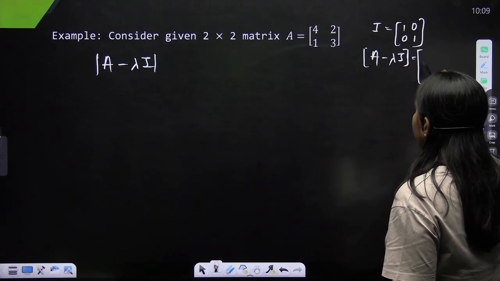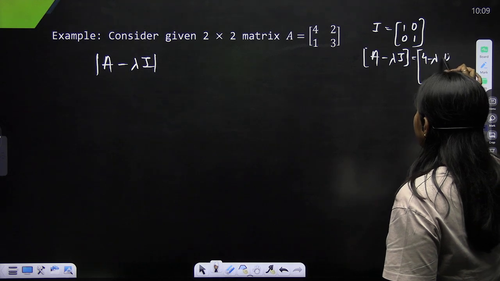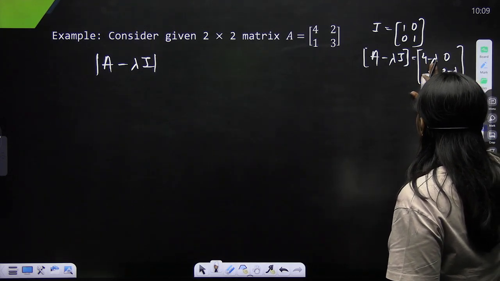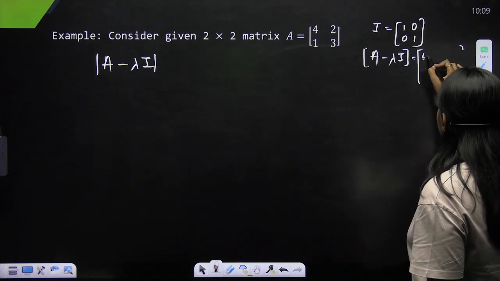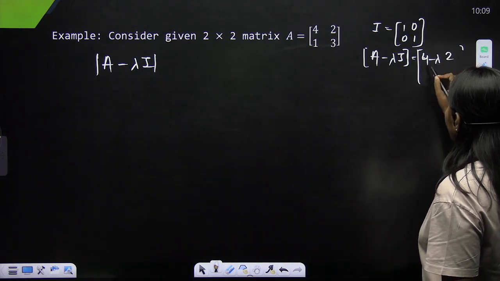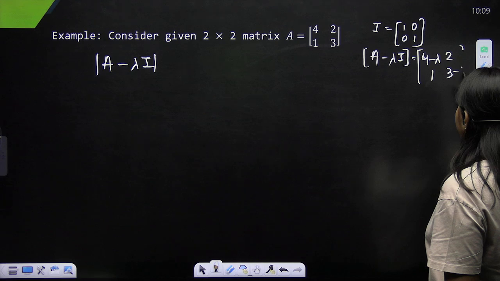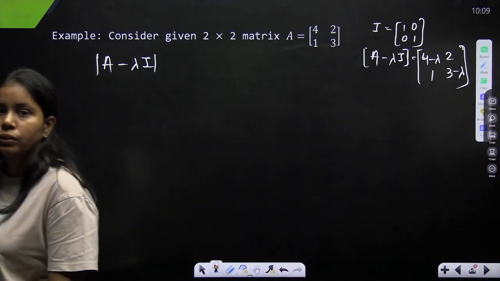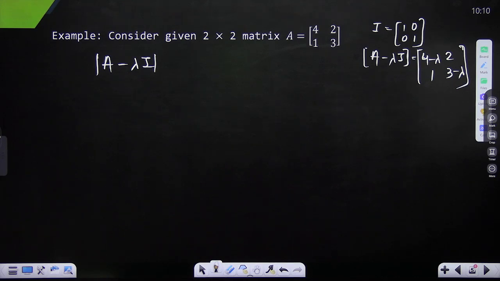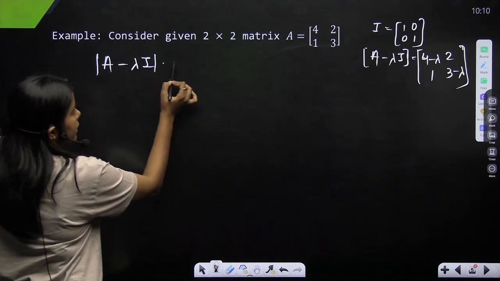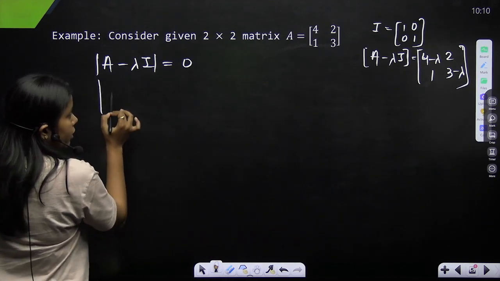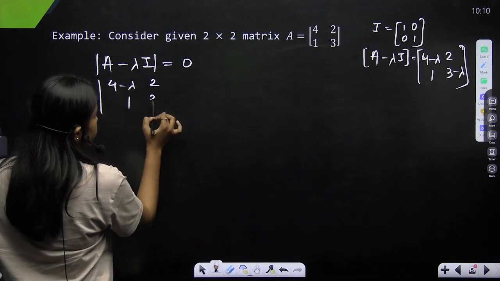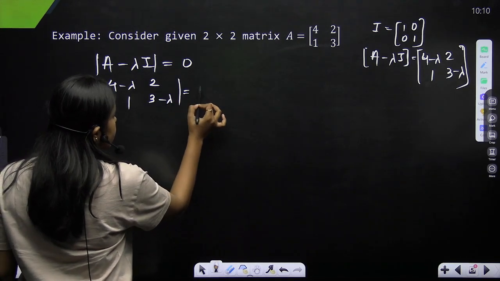This matrix would be 4 minus lambda, 2, 1, 3 minus lambda. This would be my matrix. Now what would I do? I'll solve determinant of A minus lambda I equals 0. So determinant of what matrix? 4 minus lambda, 2, 1, 3 minus lambda.